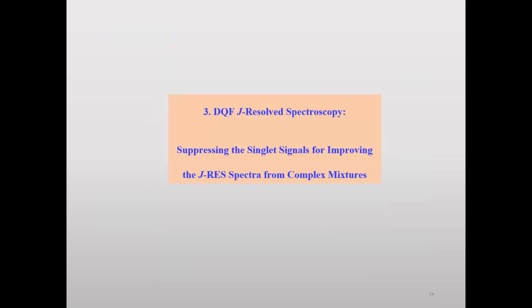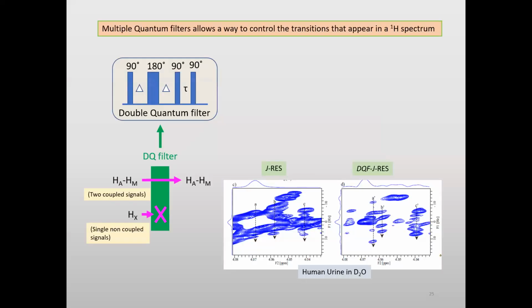Then another technique we figured out while doing this work, how to improve the Z results, how to improve the resolution of the result spectroscopy for biological complex mixtures such as human urine. So this is the technique using double quantum filter, and we call it double quantum filter Z result spectroscopy. Next. So I'll show you here.